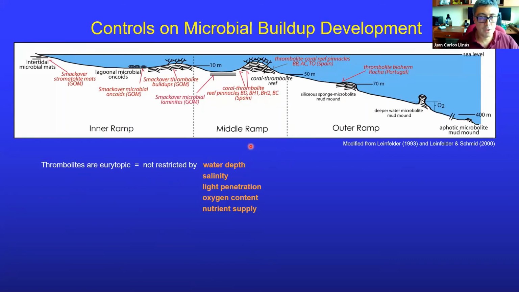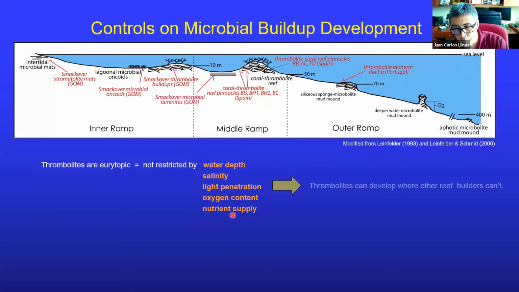So in general, we can see they are not really affected by water depth. This is not the only variable that doesn't affect the development of these thrombolites. They're eurytopic organisms because besides water depth, they are not restricted either by salinity, light penetration, oxygen content, or nutrient supply. They basically can develop where other reef builders can't because of extreme environmental conditions.